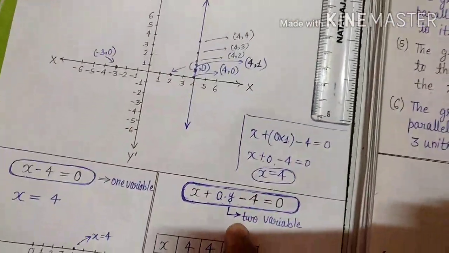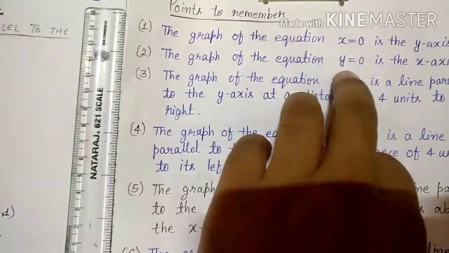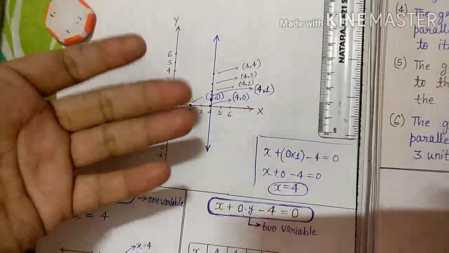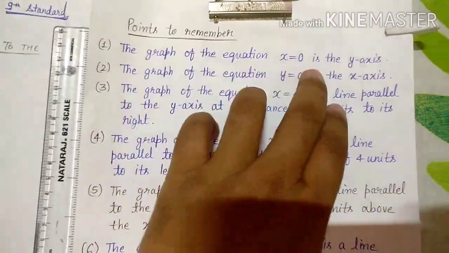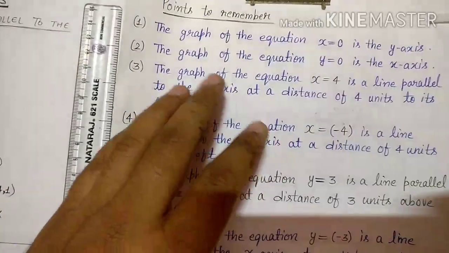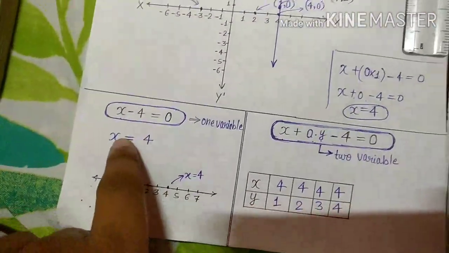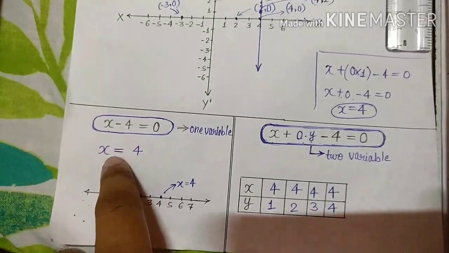Okay, so if y equal to 0, we can say the graph of the equation y equal to 0 is the x-axis. If we take its reverse, when x equal to 0, we can say the graph of the equation x equal to 0 is the y-axis. I will explain this one with the graph. Now the third point, the graph of the equation x equals 4. We have seen x minus 4 equal to 0 becomes x equals 4.